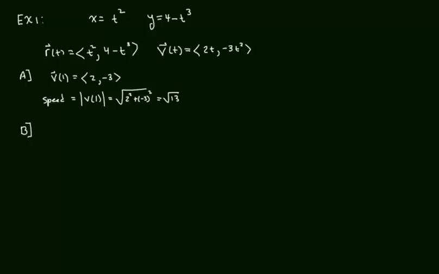Part B. Find the acceleration vector at time 1. Well, the acceleration vector in general is always 2 comma negative 6t. So clearly the acceleration vector at time 1 is equal to 2 comma negative 6. Okay, that's example 1. Nice and easy.